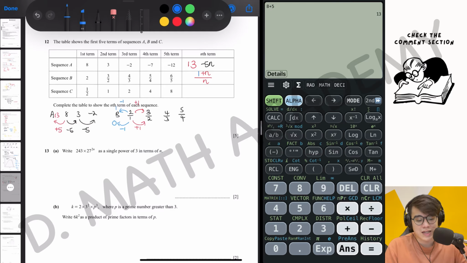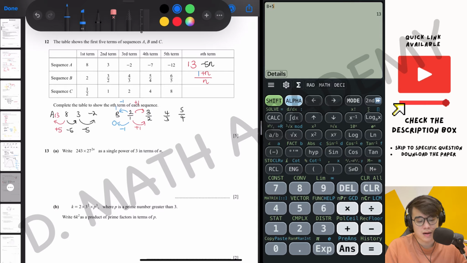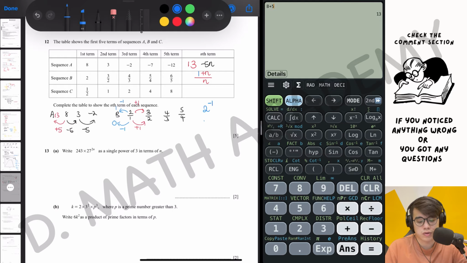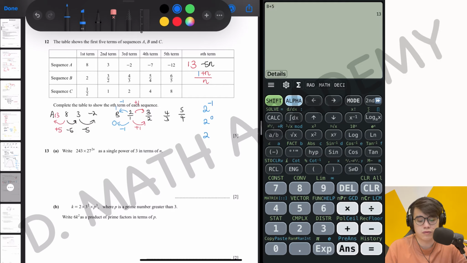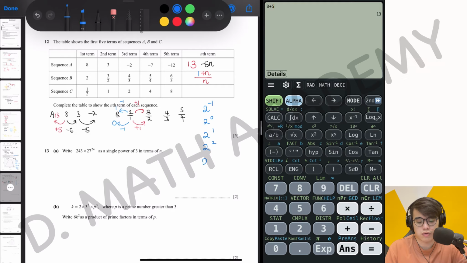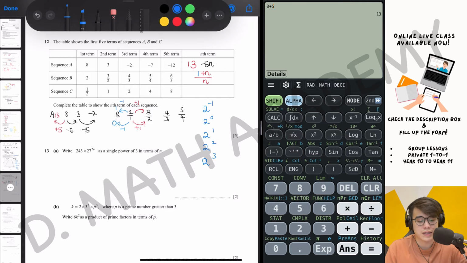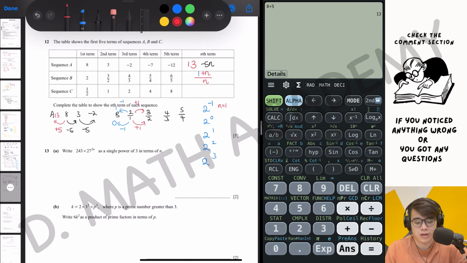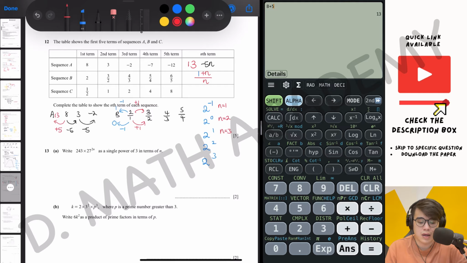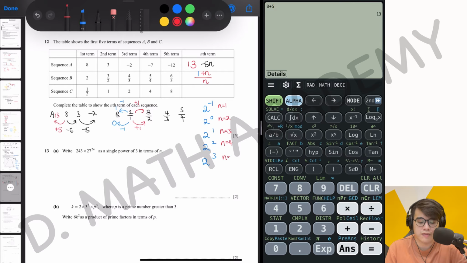So for sequence C here, this is the one where they play around with the power. So 1 over 2 here can actually be converted into 2 to the power of negative 1. And then the 1 there is actually 2 to the power of 0. Then we have 2 to the power of 1 resulting in 2, 2 to the power of 2 resulting in 4, and 2 to the power of 3 resulting in 8. The next thing that I would take into reference is that this is when n equals 1. This is when n equals 2. This is when n equals 3. And 4 and 5.